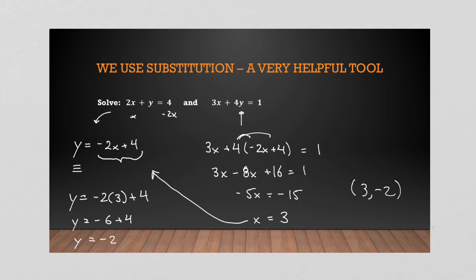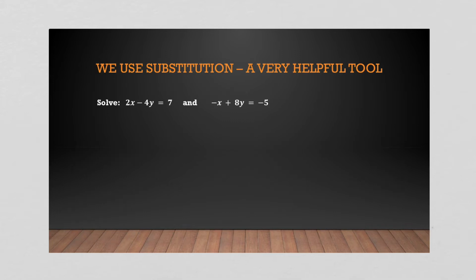And let's do our due diligence. Let's check our equations. So when x is 3, y is negative 2. Well, yep, 6 minus 2 is 4. And then when x is 3, y is negative 2, and that's 9 minus 8 is 1. So we're good to go. So we substituted a statement for a variable, and that statement is written in terms of the other variable. Very handy, very helpful. So let's look at another.